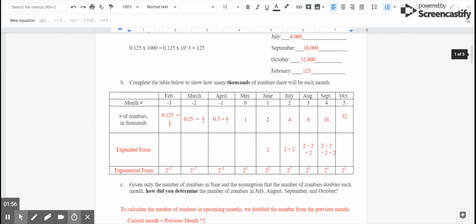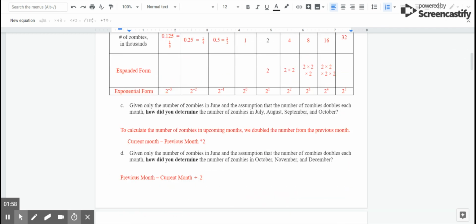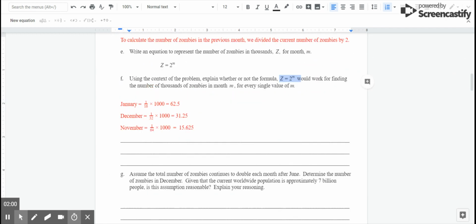It works for all these ones in the table. The table makes sense. But when I look at numbers with a negative m smaller than -3, I end up looking at 62.5 zombies, 31.25 zombies, 15.625 zombies. First of all, these are fractional numbers of zombies. That doesn't really make sense, although maybe it's approximate. But if I keep going, eventually I'm going to get to less than 1 zombie.